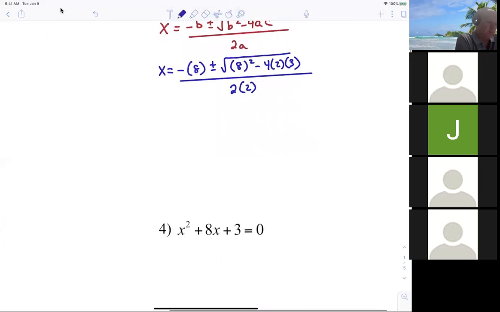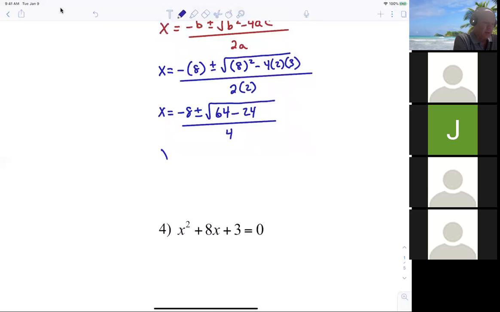All right. So from here, x equals negative 8 plus or minus the square root of 64 minus 4 times 2, which is 8, times 3, which is 24, all over 4. All right. x equals negative 8 plus or minus the square root of 40 over 4. Now my question to you guys is, stop me if you're having a problem. If I have any questions with that so far, just do the arithmetic.